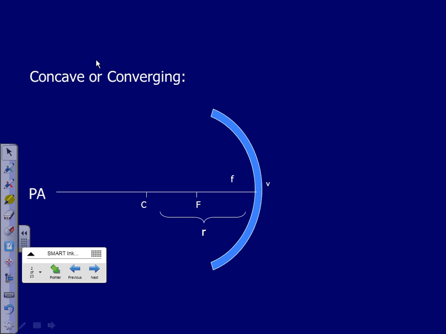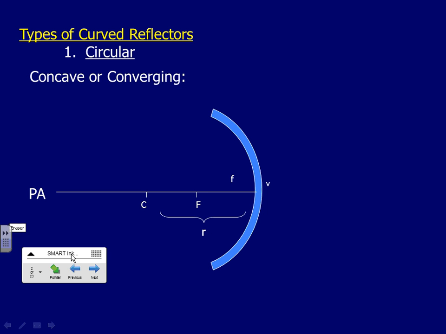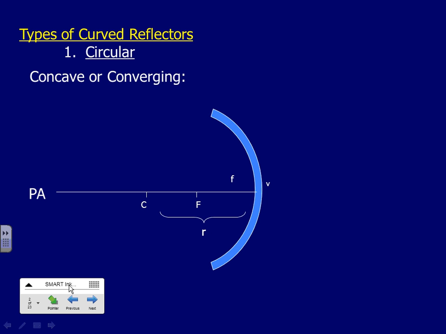Okay, curved reflectors. There are two types of curved reflectors, and I'm going to get you to draw this. Now, hold on for one moment. You can write down types of curved reflectors. Put number one, circular. And what I want you to write is concave or converging. And then in a moment, I'm going to switch to this, and I'm going to show you how to draw this. Because right now, this looks like a whole bunch of lines and letters, and I want to show you how to draw this. So only write down concave or converging.